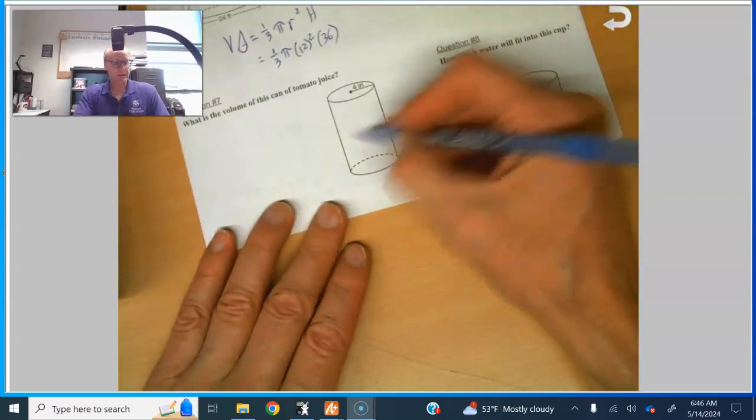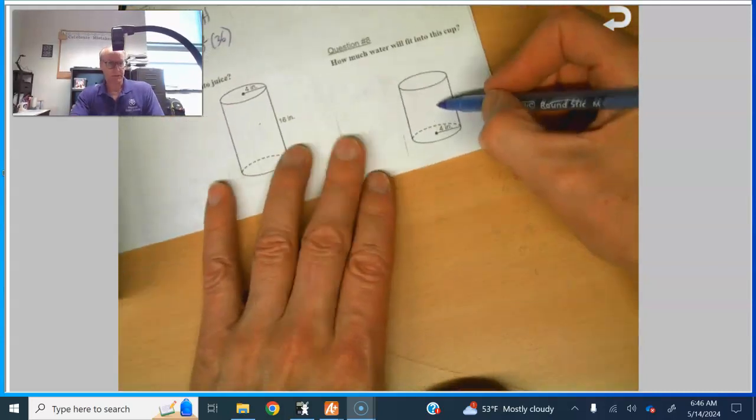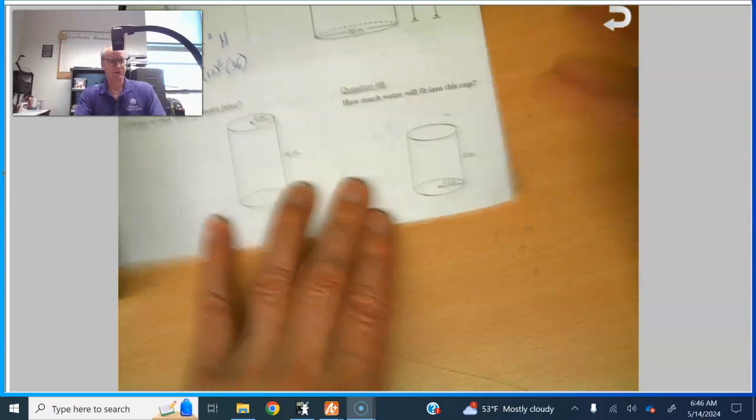This one, again, volume of a cylinder, pi r squared h. This one, volume of the cylinder, pi r squared h.